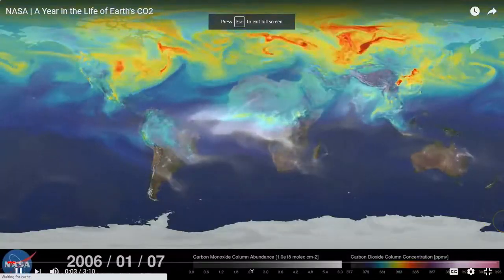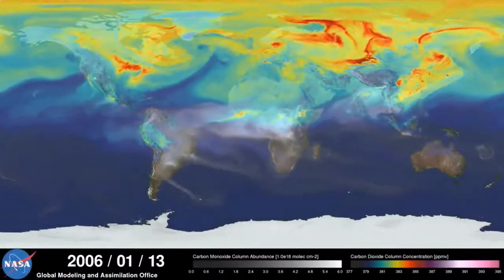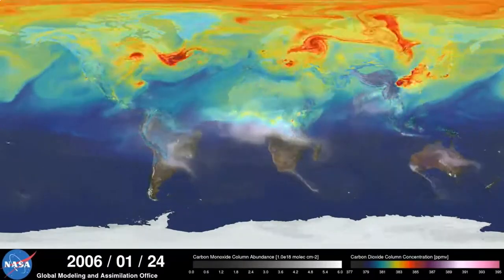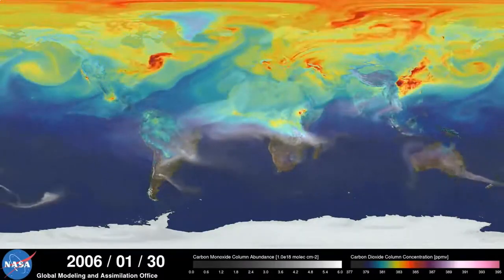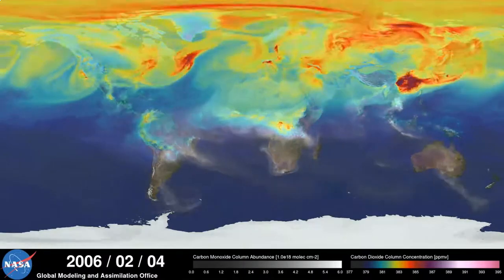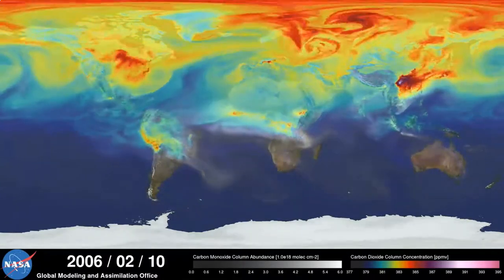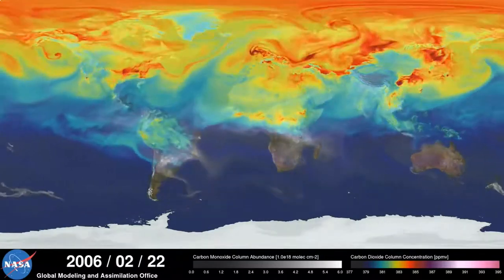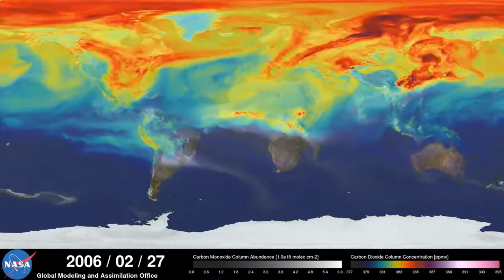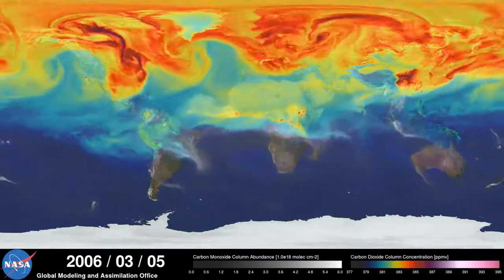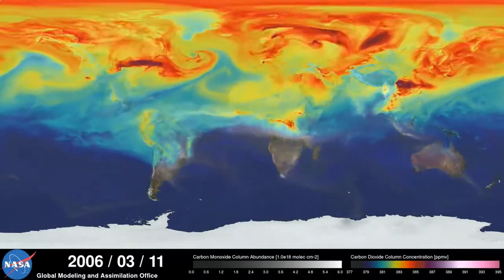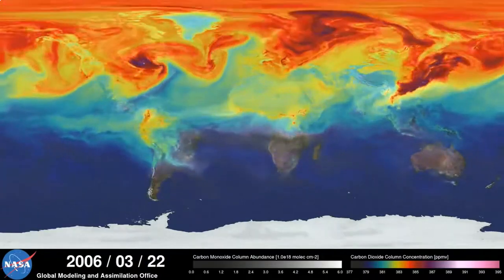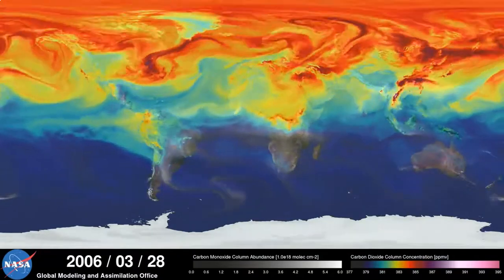Hi, this is Bill Putman. I'm a climate scientist at NASA's Goddard Space Flight Center. What you're looking at is a supercomputer model of carbon dioxide levels in the Earth's atmosphere. The visualization compresses 1 year of data into a few minutes. Carbon dioxide is the most important greenhouse gas affected by human activity. About half of the carbon dioxide emitted from fossil fuel combustion remains in the atmosphere, while the other half is absorbed by natural land and ocean reservoirs. In the Northern Hemisphere, we see the highest concentrations are focused around major emission sources over North America, Europe, and Asia.